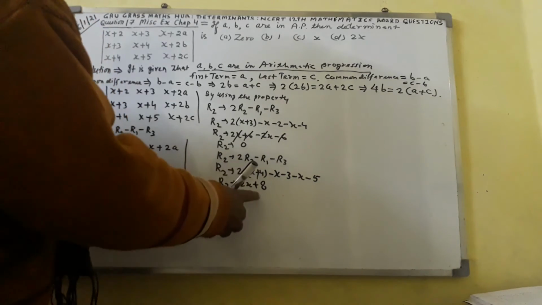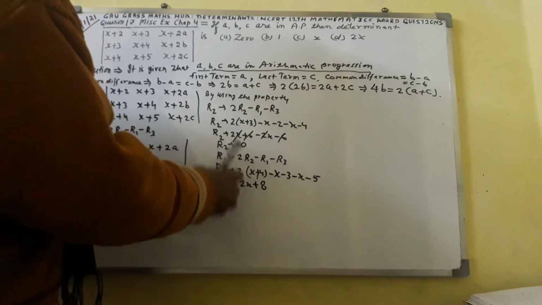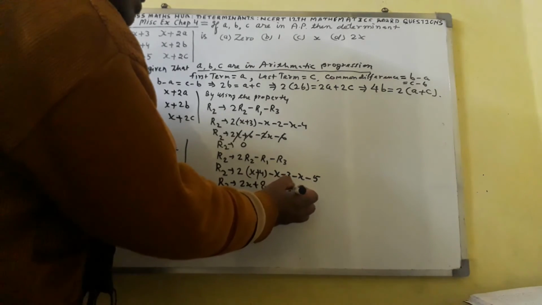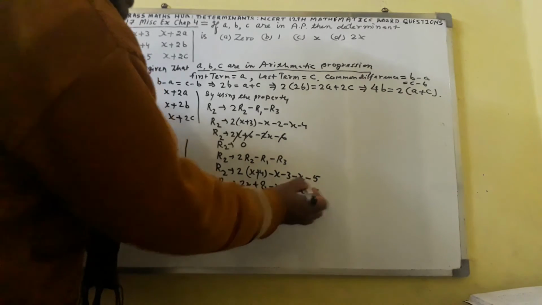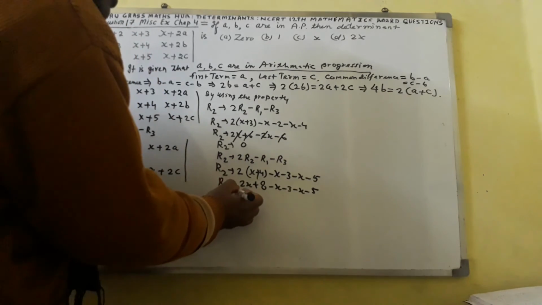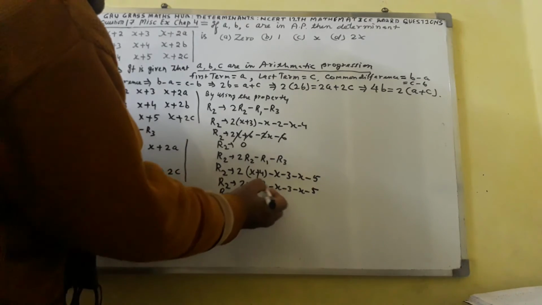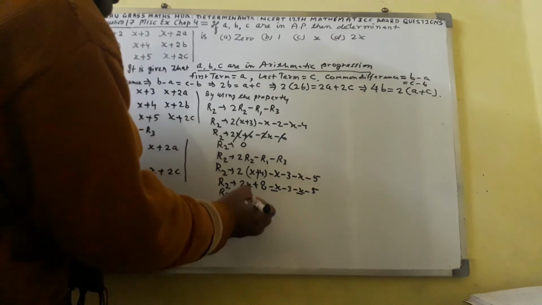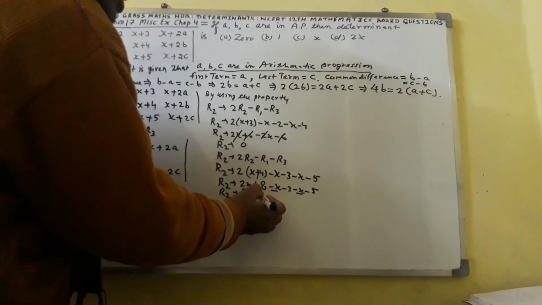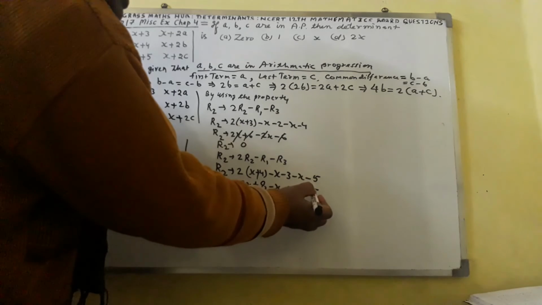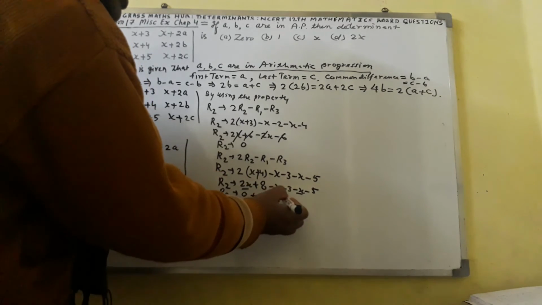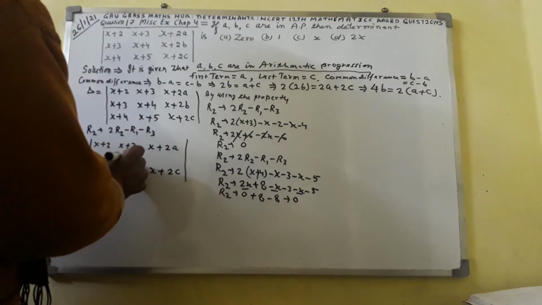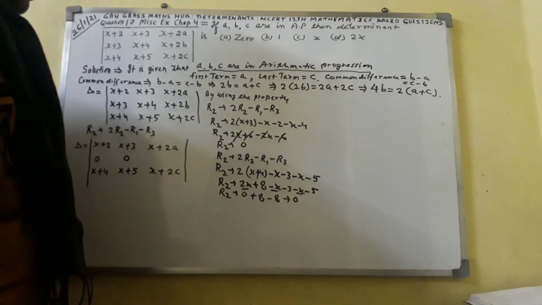If you simplify this, you will get 2x plus 8. 2 times 4 is 8, so you will get plus 8, and 2x. Here you will get minus x minus 3 minus x minus 5. So R2 goes to: minus x plus 2x comes out to x, and here plus 8 minus 3 minus 5 comes out to 0. So I shall write 0. Using this property we will get 0 here.